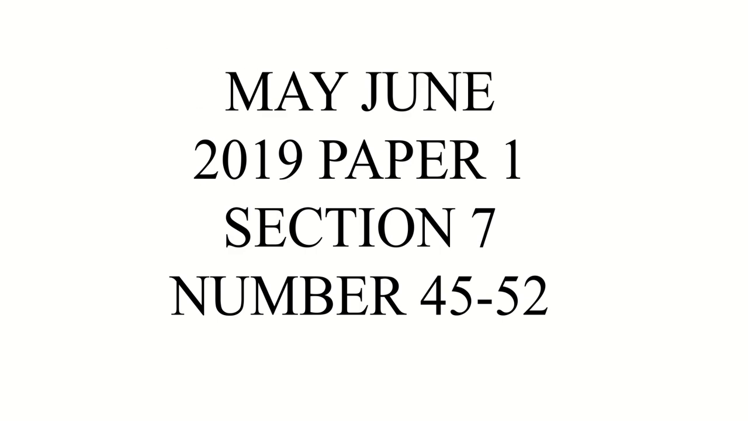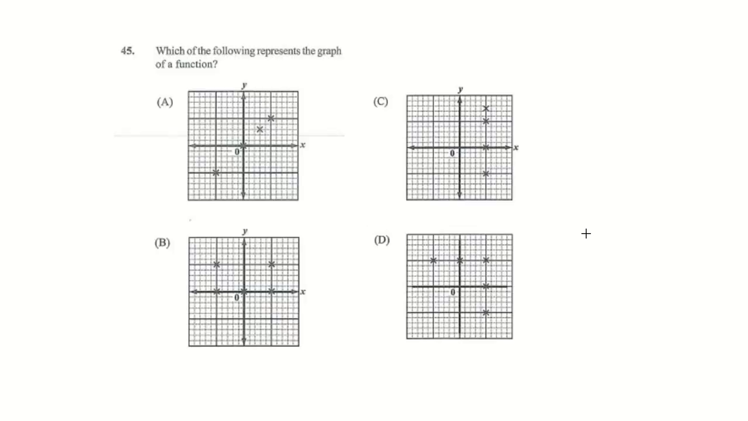Let's look at May, June 2019. Paper 1, section 7. 45 to 52. The first one, which of the following represents the graph of a function? Although we're not seeing it clearly, this one has more than one. When you have more than one answer for x, this x is the same throughout, so it can't be C. D, you have more than one answer for x, so it's not this. This one is not it. The only answer would be A.